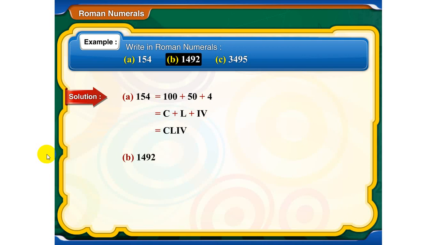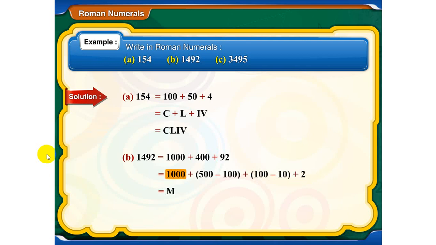B. 1492 is equal to 1000 plus 400 plus 92, which is equal to 1000 plus 500 minus 100 plus 100 minus 10 plus 2. That is equal to M plus CD plus XCII, which is equal to MCDXCII.